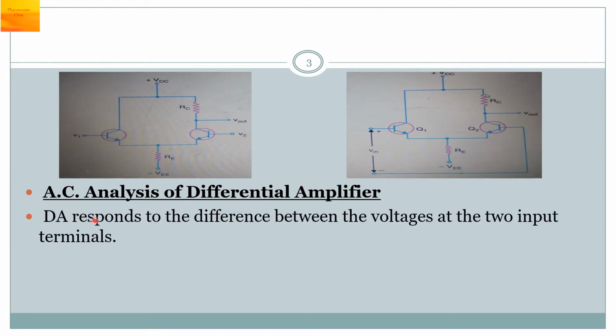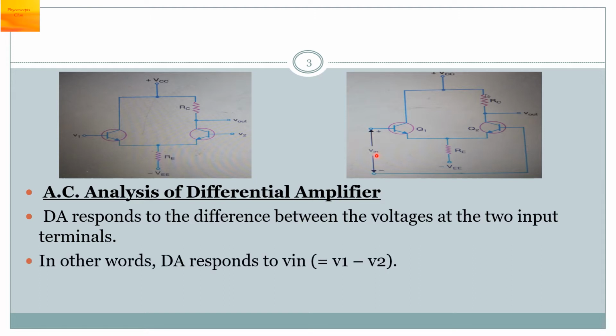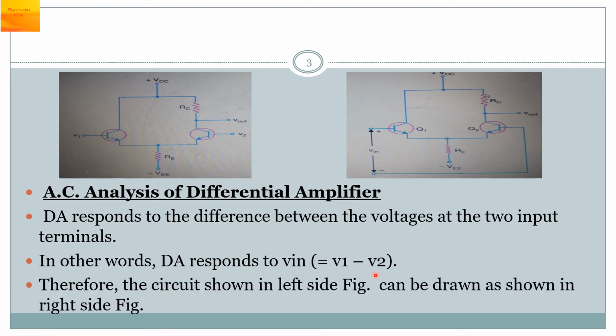The differential amplifier responds to the difference between the voltages at the two input terminals, that is Vin, the differential input. So the differential amplifier responds to Vin equal to V1 minus V2. So this circuit is now drawn in this way, showing the differential input.